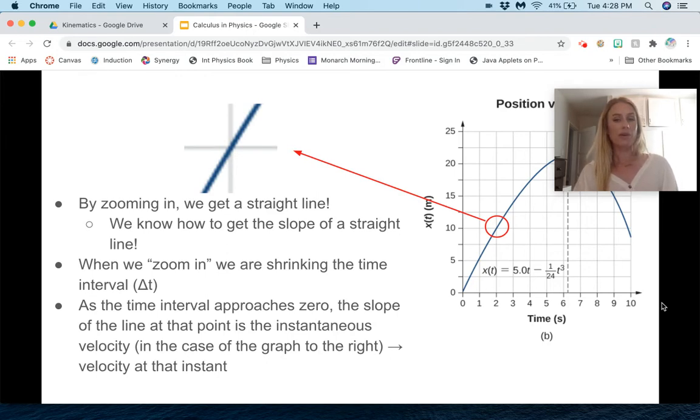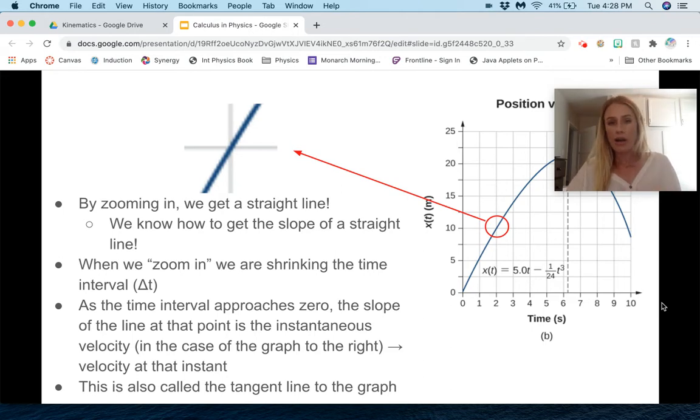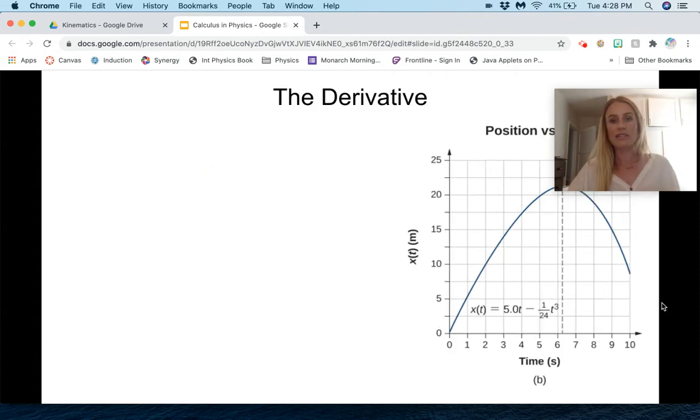Remember, this is also called the slope of the tangent line, or the line that's tangent to that point: the slope of the graph at time t equals 2. So that instantaneous velocity is the tangent line at that point. It's easy to talk about, but the question here is, how do we actually find what that quantity is, or maybe even the equation for the changing slope as it relates to time?